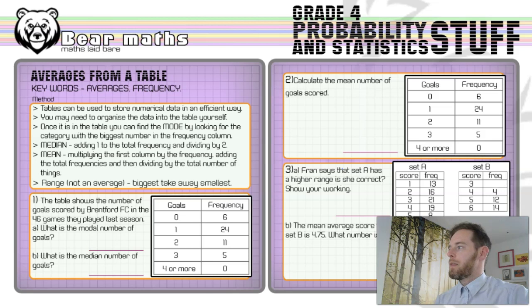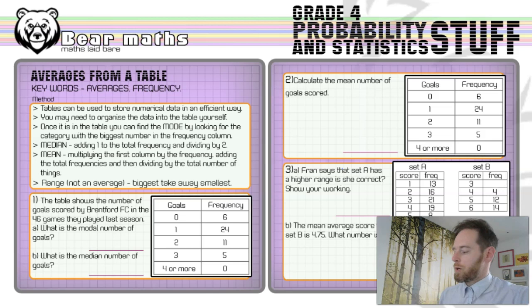Okay. The mean is the one that takes the longest and gives you the most marks on exam papers. The mean is found by multiplying the first column by the frequency, adding the total frequencies, and then dividing by the total number of things. Okay, I'll explain why that works in the examples.